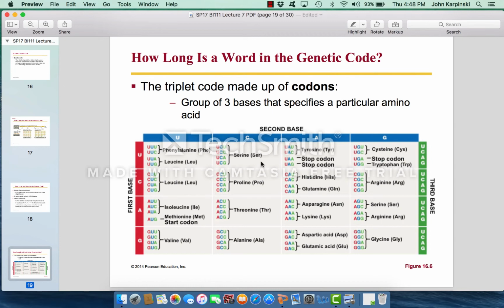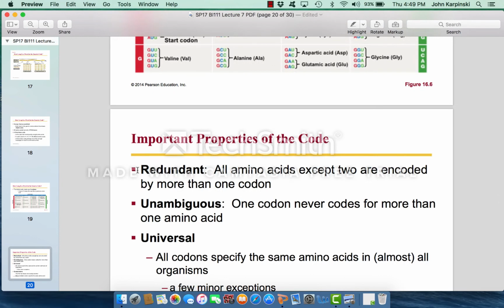So the term for the repetitiveness of the genetic code is referred to as redundancy. So we say that the genetic code is redundant and that there are multiple, not for all of the amino acids, but for many of them, there are multiple codons that code for that particular amino acid. Okay, so that word redundant is on this next slide. All amino acids except 2 are encoded by more than one codon.